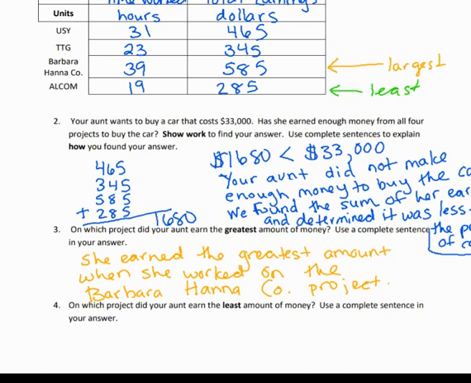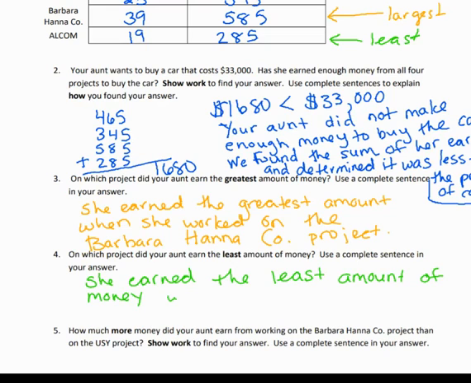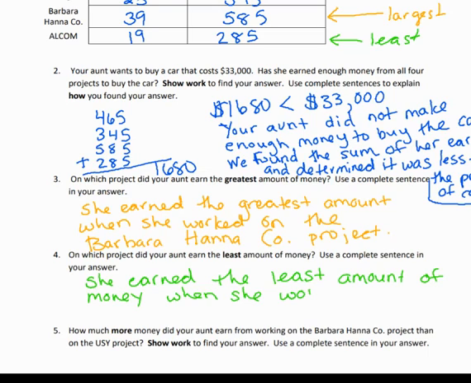So the Outcome project. So her aunt, she earned the least amount of money when she worked on the Outcome project.